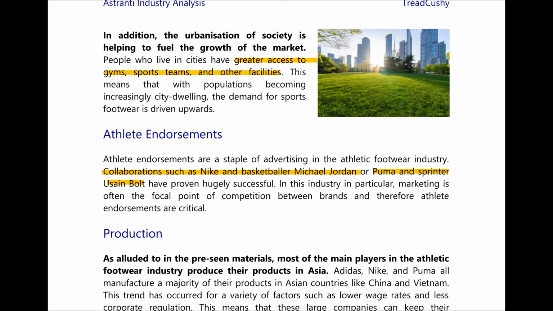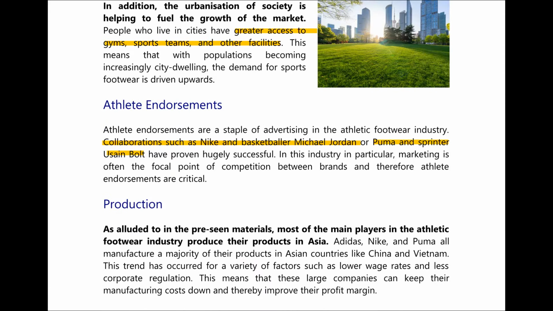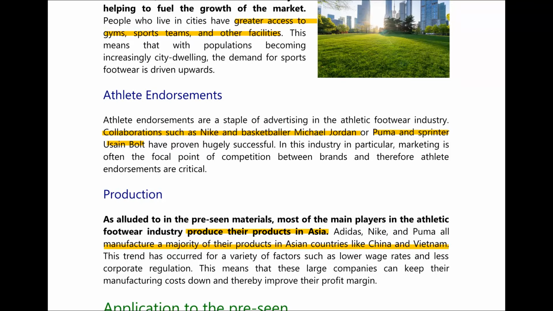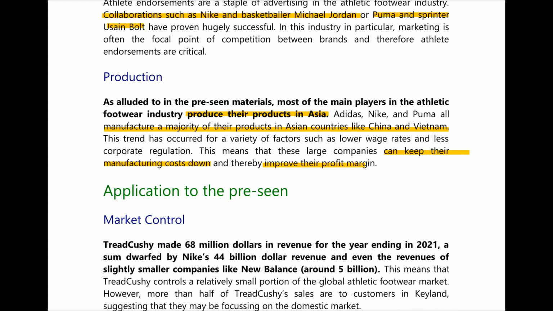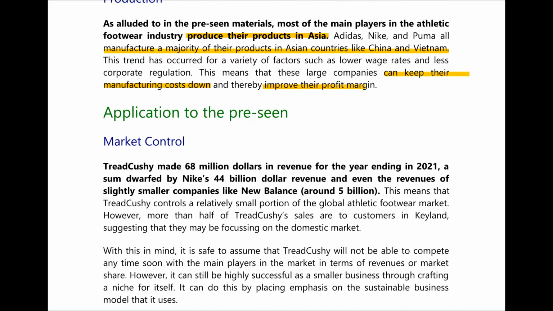With regards to the production of the products, it's a pretty firm trend amongst these large companies that the products are produced in Asia. Nike, Adidas, Puma, they all manufacture the majority of their products in countries like China, countries like Vietnam. The reasons for this trend are a few factors: lower wage rates, less corporate regulation. This means that companies are able to keep their manufacturing costs down and therefore improve their profit margin as a result. So how exactly do these trends relate specifically to TreadCushy?